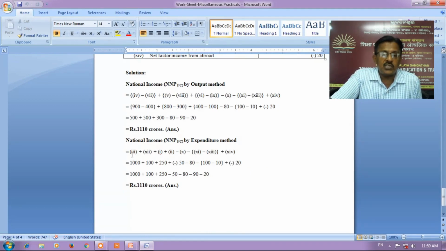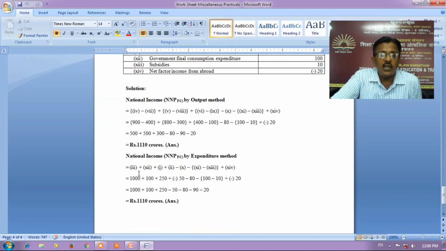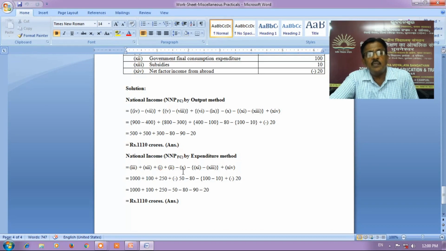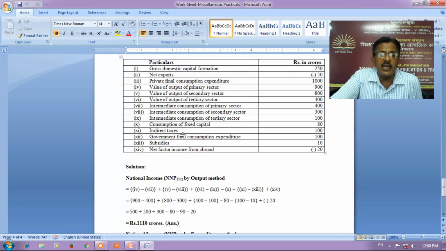So up to this, item number 3 plus 12 plus 1 plus 2 gives us GDP at market price. Minus 10, that is item number 10, consumption of fixed capital. So it will give us NDP at market price. Minus item number 11 minus 13. What is 11? 11 is indirect tax and subsidy is the 13th item. So indirect tax minus subsidy, net indirect tax.